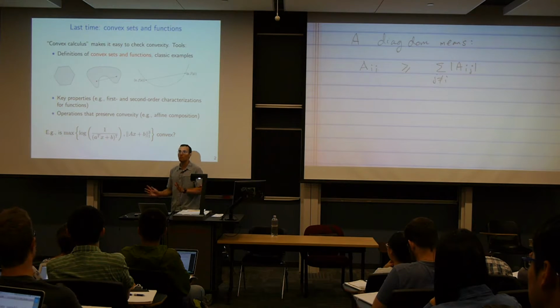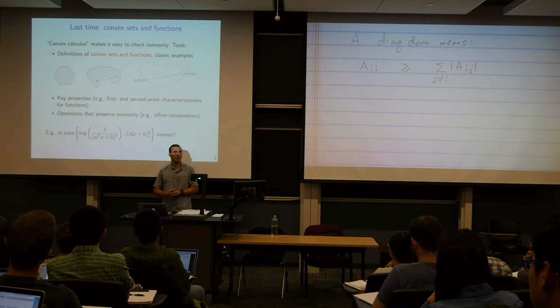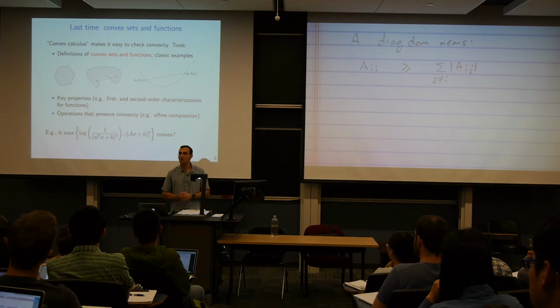It would have been way worse. Your life would have been maybe slightly worse if you had to prove from the definition that this was convex. You would have spent a long time doing that, I think. So operations that preserve convexity are definitely important and helpful.